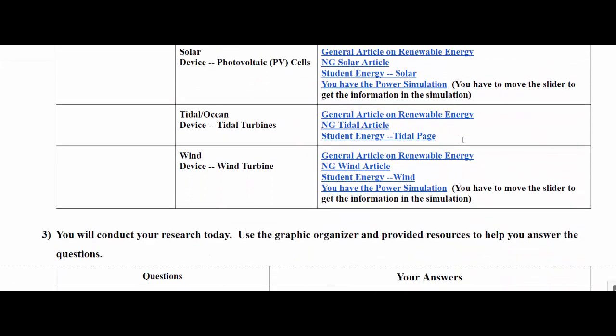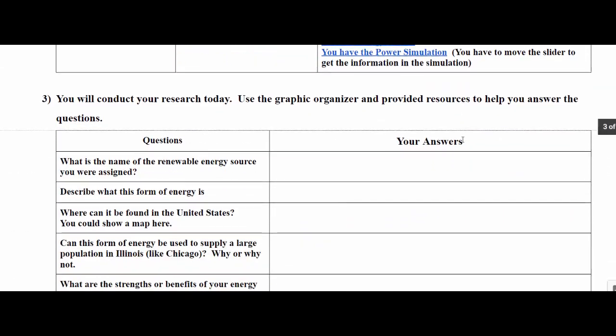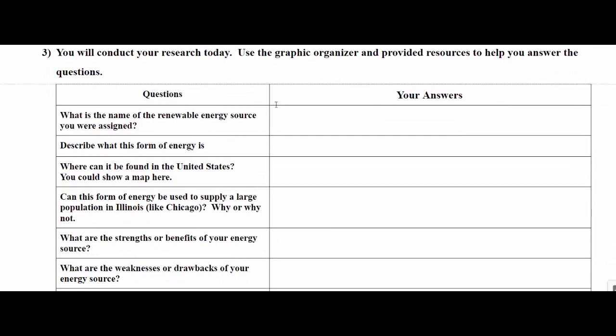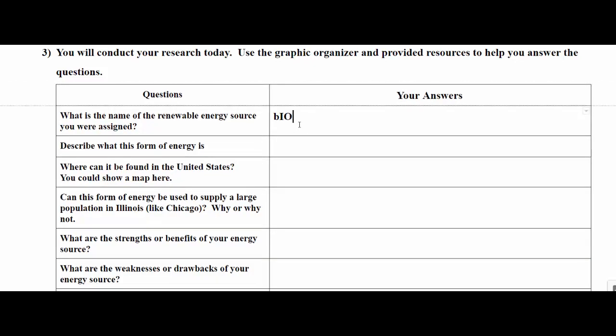Okay, I'm going to scroll down to the graphic organizer. Okay, so we want you guys to take those resources in that top table, and we want you guys to answer the questions that you see in this graphic organizer. So the first one is really simple. What is the name of the renewable energy source you were assigned? Let's say you were assigned biomass. Okay, that's it. That's all you have to do.